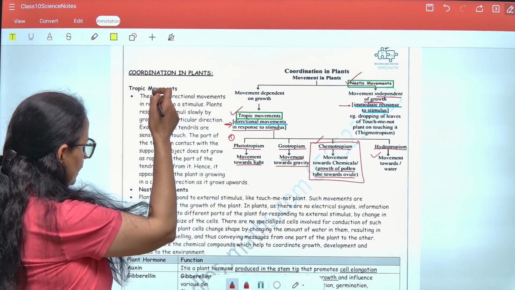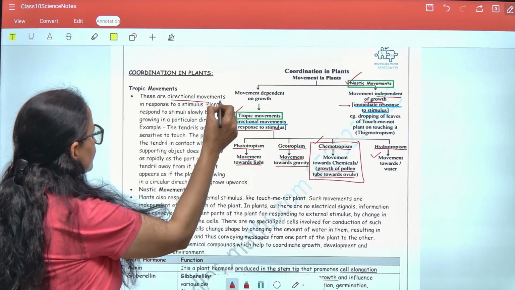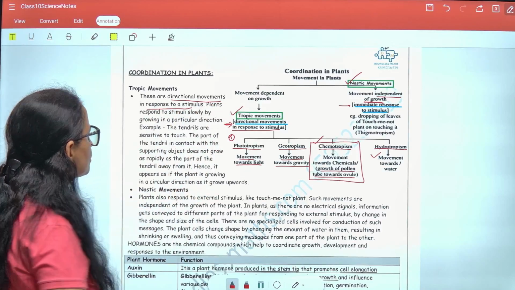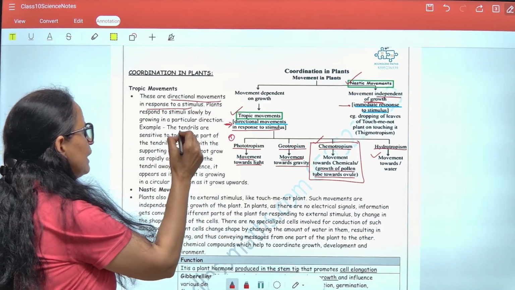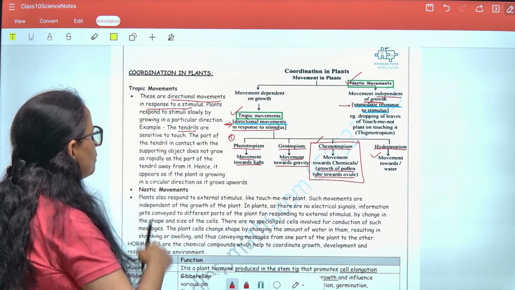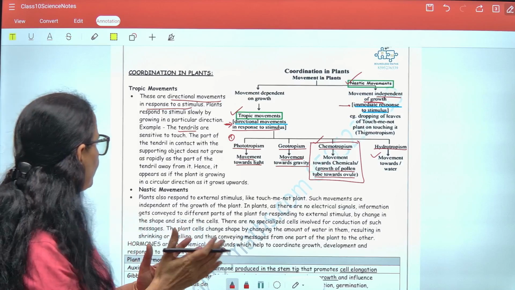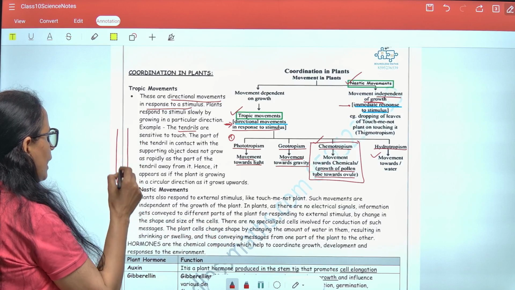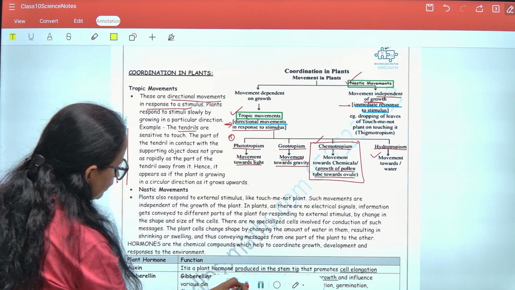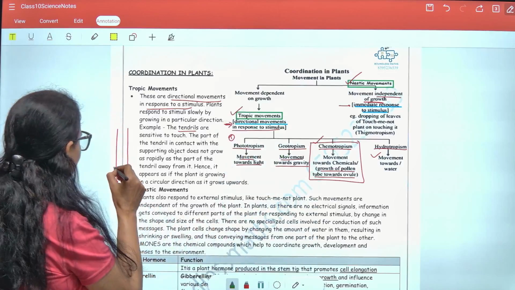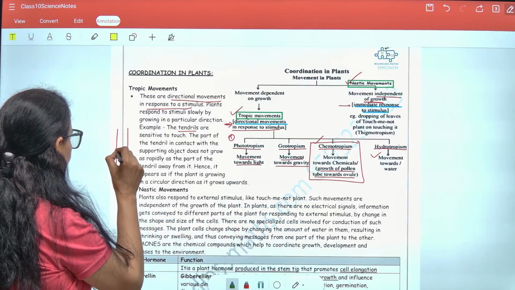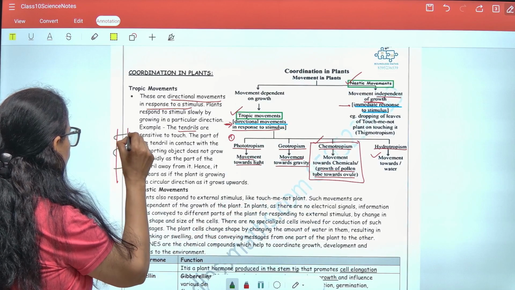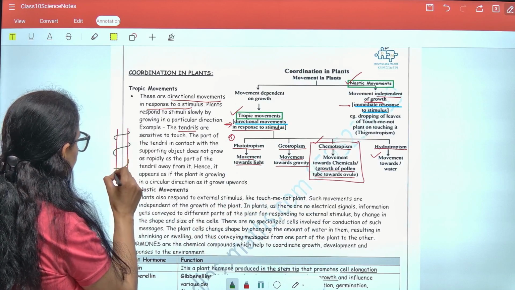Now let's come back again to tropic movements. These are the directional movements in response to stimulus. For example, tendrils. They are sensitive to touch. The part of the tendril in contact with the supporting object does not grow as rapidly. For example, there is a supporting rod and there is a climber growing around this supporting rod. So this climber, how it is going to grow? It is going to wind itself something like this, right?